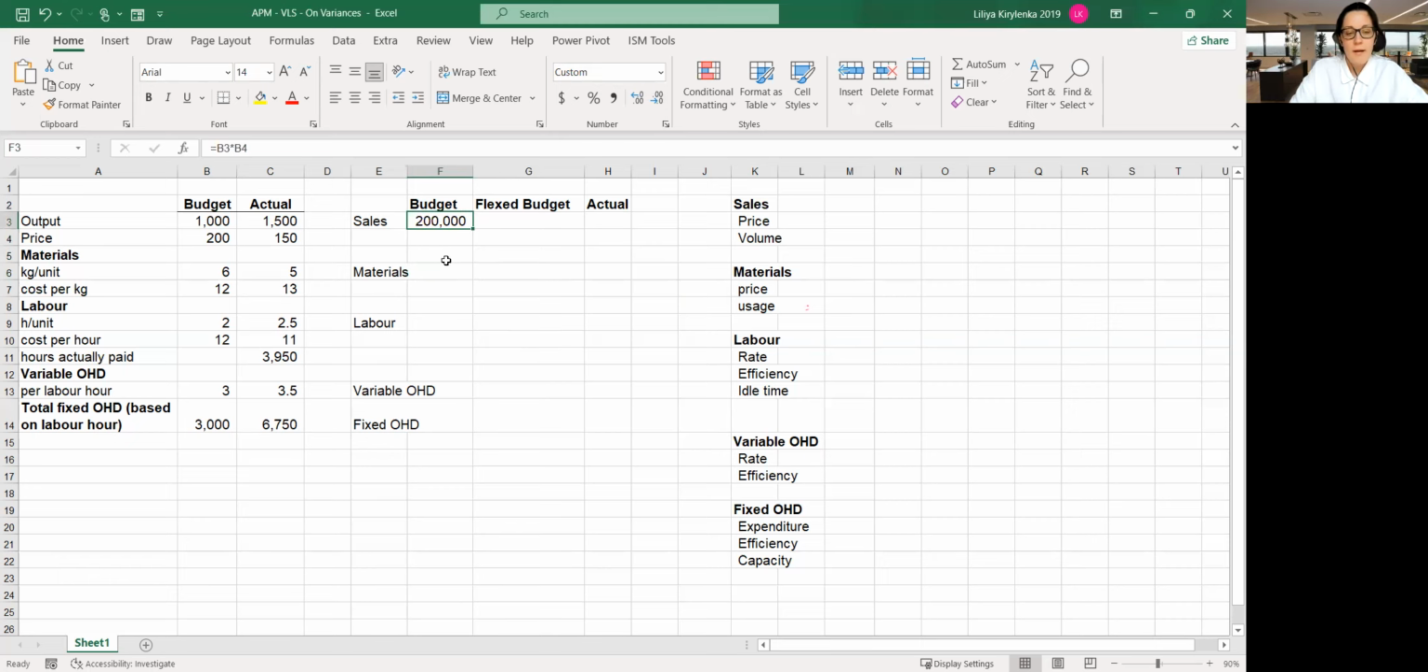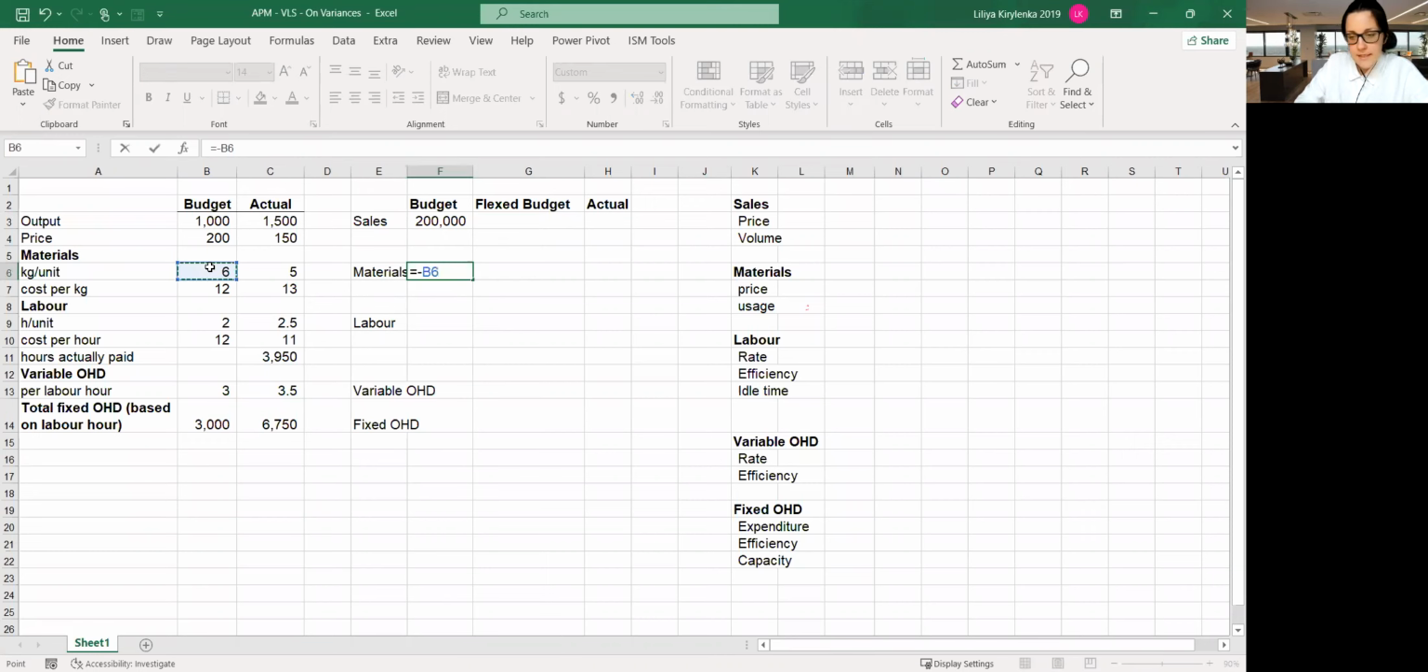Okay, so we planned to produce that many units, and I'm going to move the camera so that it does not block my screen. Now, as for materials, the usage of materials, we know that we need to spend 6 kilo per unit, and we have 1,000 units, and the price per kilo is 12.